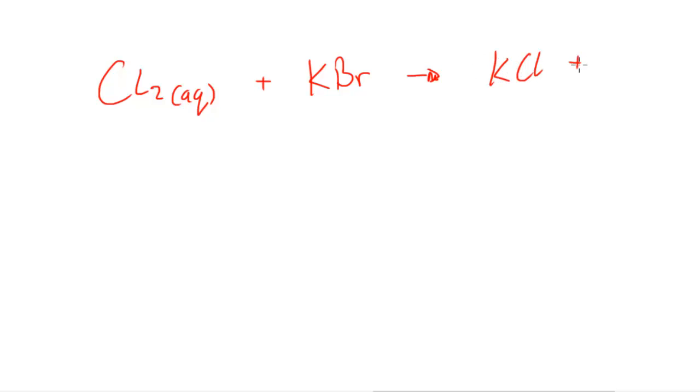Okay, so chlorine is going to be aqueous and it's going to be Cl2. And it's going to react with the KBr. So KBr. And that's going to produce KCl and Br2.